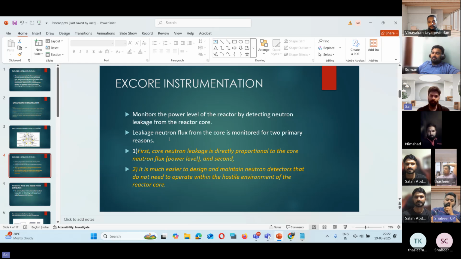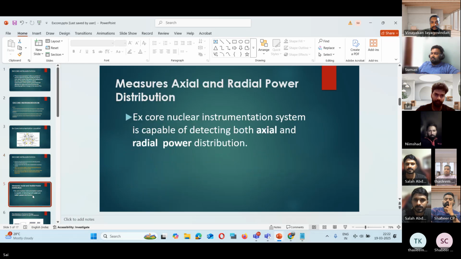The second is that it is easier to design and maintain neutron detectors that do not operate within the hostile environment of the reactor core. So these detectors are positioned outside the reactor vessel. If the detectors were inside the reactor vessel, they would be constantly irradiated, which can cause damage. So it is easier to maintain detectors placed outside the reactor vessel. Going to the next slide.